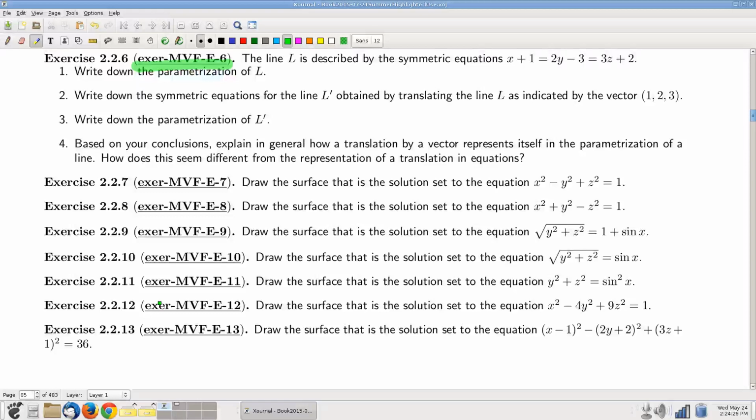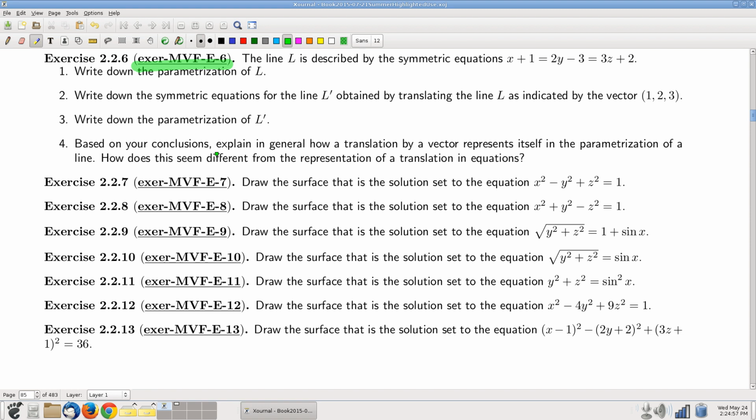Okay, so we've got symmetric equations, and from that we want to find a parameterization. We want to find symmetric equations for a different line achieved in the following way. We'll come back to that. And then we want to find a parameterization of that different line. So grand total, we're going to end up with two different lines and two different parameterizations.